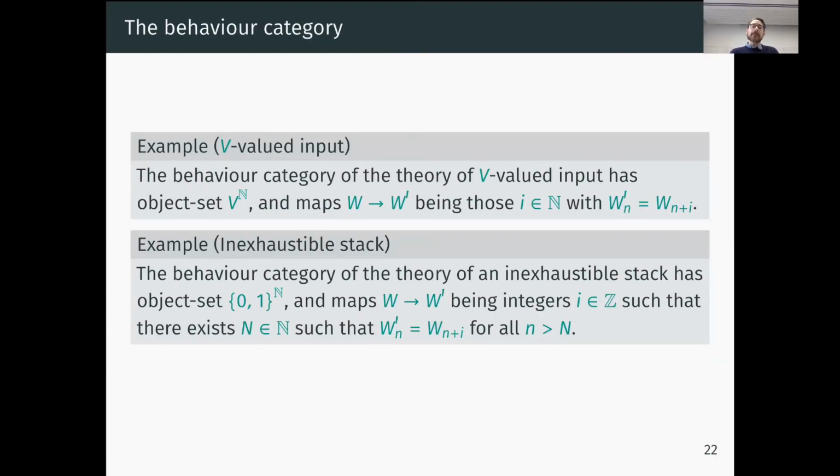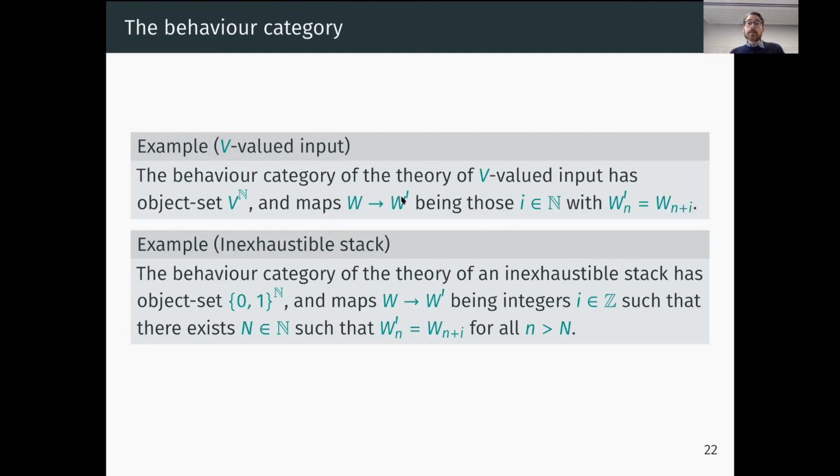Okay, and it turns out that you get something quite interesting. So I get a category canonically associated to any algebraic theory, or any monad on set. So for example, I take the theory of V-valued input, just generated by a single Vieri operation. And so this category, what does it look like? The object set are all the n index families of elements of V.